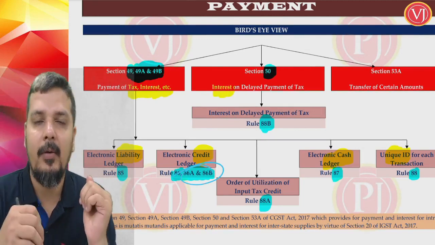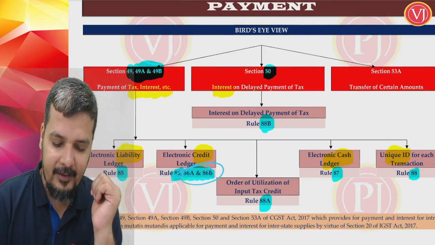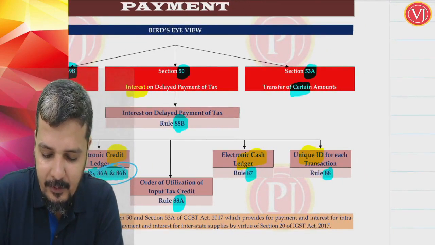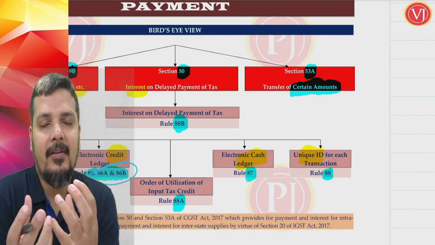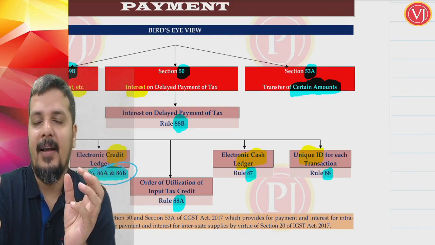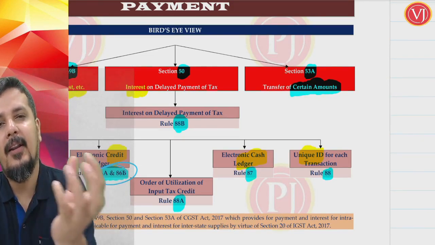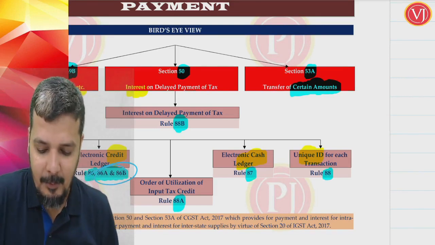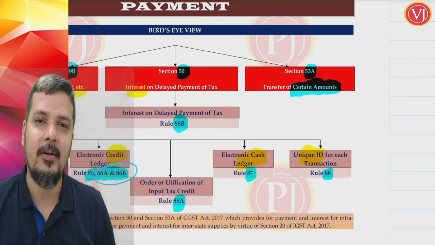Now you have a rule for it, rule 88B. Section 53A, there's another section which we'll be discussing indirectly in this particular chapter. Section 53A talks about transfer of certain amounts. So you'll understand that in the back end, from one cash ledger you can transfer the amount to another cash ledger. So when you are transferring the amount from one cash ledger of, say, SGST state government to another cash ledger of central government CGST, then in the back end there will be certain transfer of amounts that is discussed in your section 53. So that is indirectly related to your payment chapter.